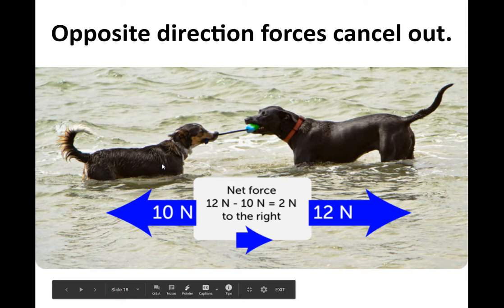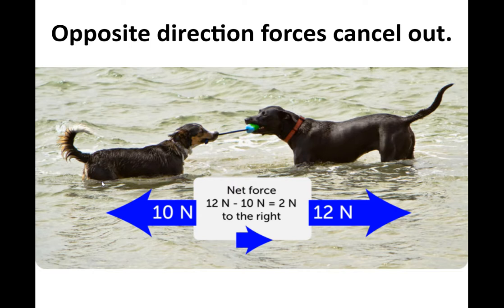Say the littler dog is pulling on the pull toy 10 newtons to the left, but the bigger dog is pulling 12 newtons to the right. Then the net force, the force that results from those two forces being added together, is 12 newtons minus 10 newtons. It's the difference between them. So that's 2 newtons to the right, because that's kind of like your plus and minus. Whatever is bigger is going to be left over, and whatever is smaller gets canceled out.